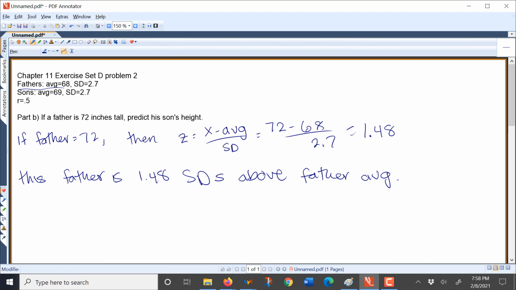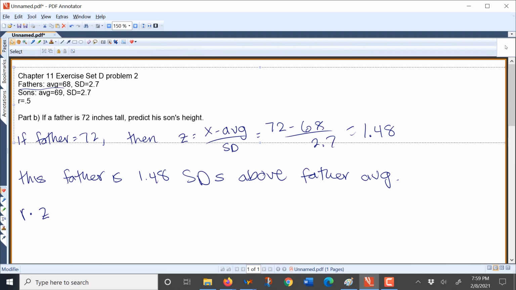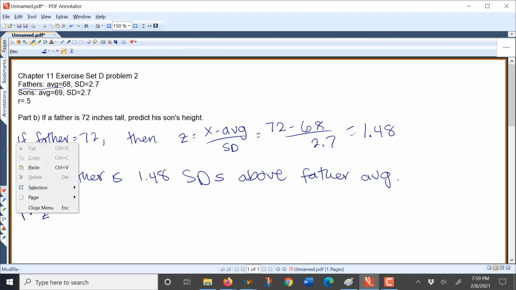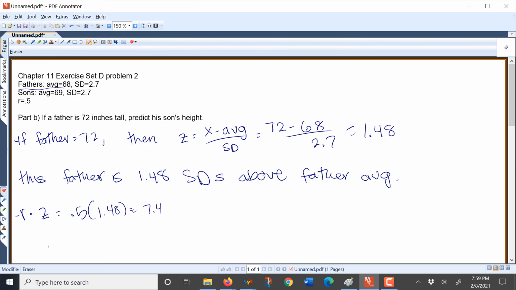And to change to the regression line, you have to multiply this Z value by R. So now we need to find R times Z. So that was our first step. This will be our second step. So in our case, R is 0.5 times that Z value of 1.48, which gives me, wait, sorry, I typed that in incorrectly, 0.74.